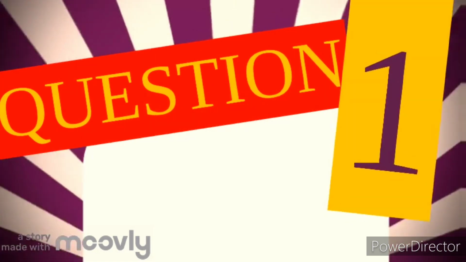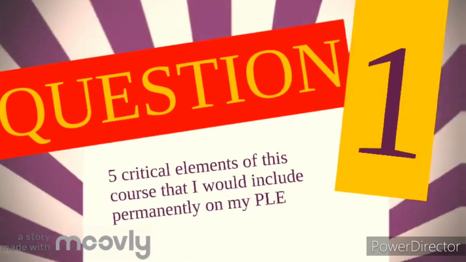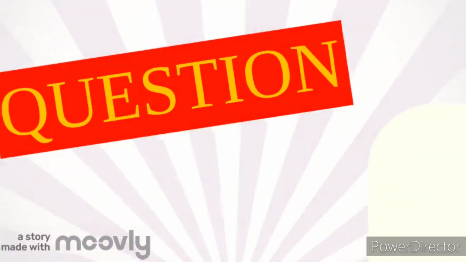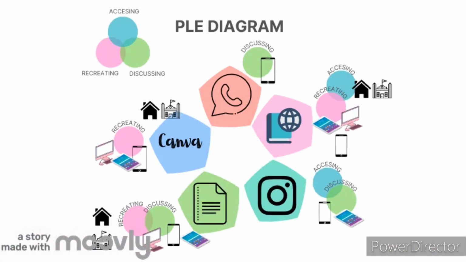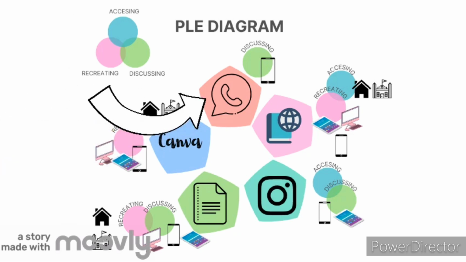The first question consists in explaining 5 critical elements of this course that I would include permanently in my PLE. Here is my PLE. On its top, you can find the 3 parts of a PLE that are accessing, recreating, and discussing information. The tools that I have used the most are WhatsApp on my mobile phone in order to discuss information with my classmates.